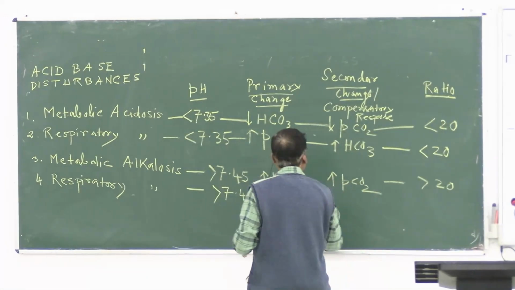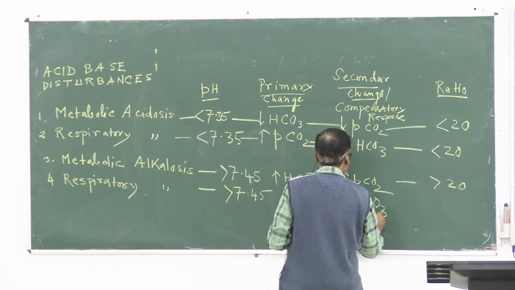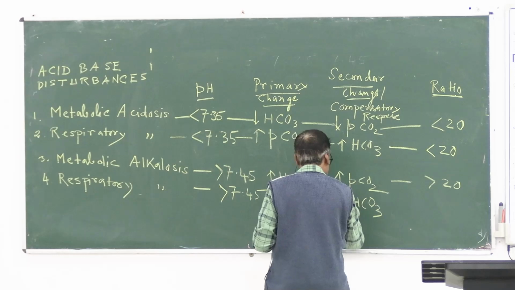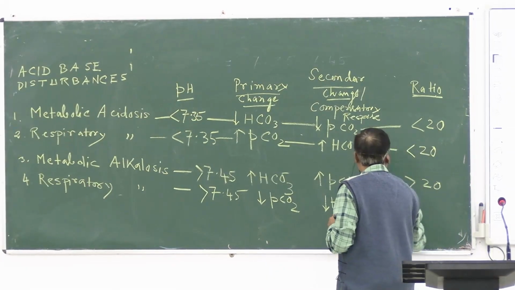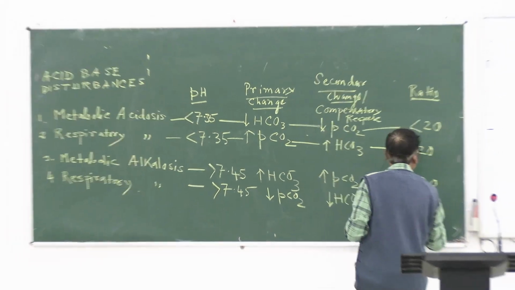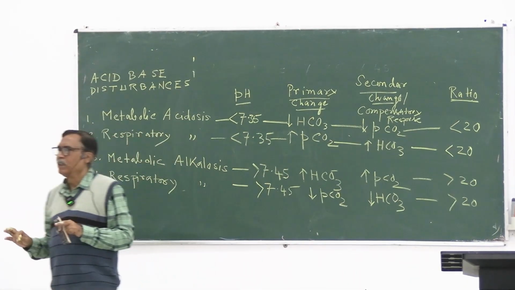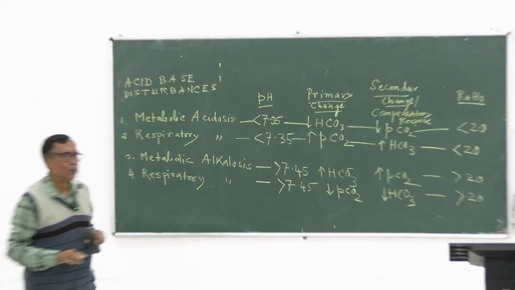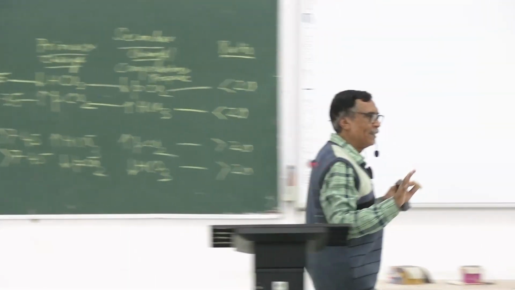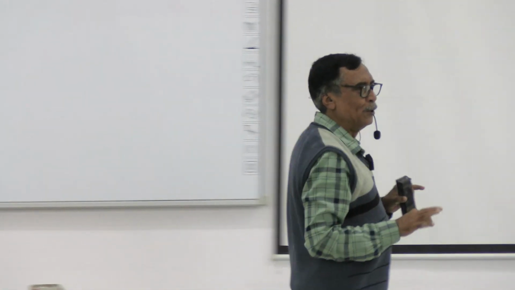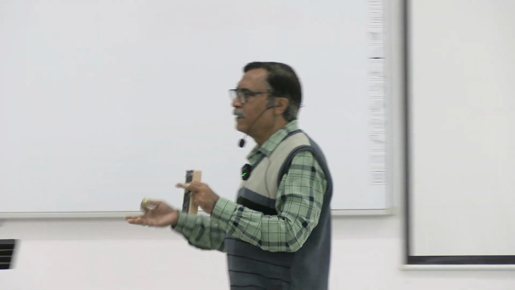And the secondary change of bicarbonate is in the direction of the primary change. The ratio will be greater than 20. This figure you have to understand. All these figures and explanations you have to understand, because a problem will be given such and such.